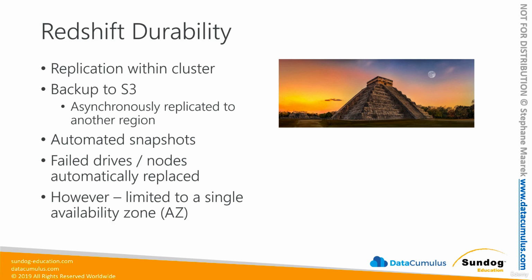Redshift replicates the data within the data warehouse cluster and continuously backs up that data to S3. It will mirror each drive's data to the other nodes within the cluster as well. Redshift will automatically detect a failed drive or node and replace it for you automatically.